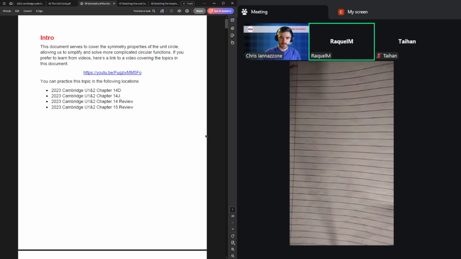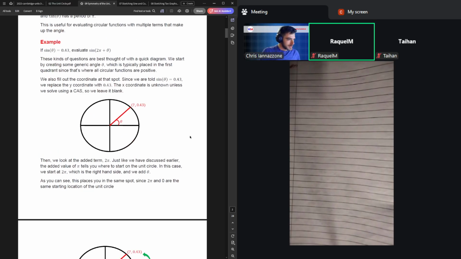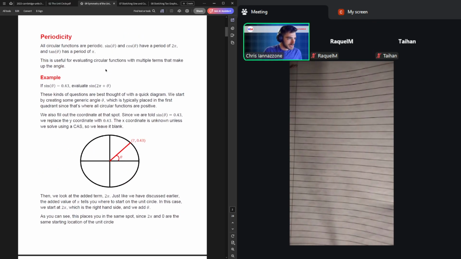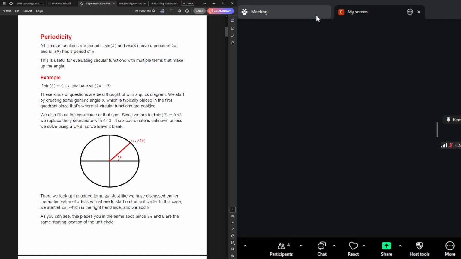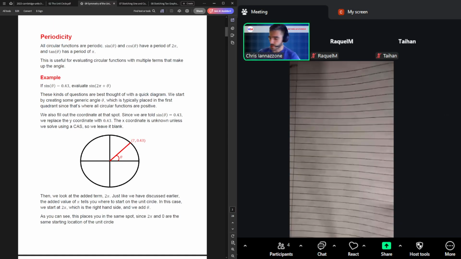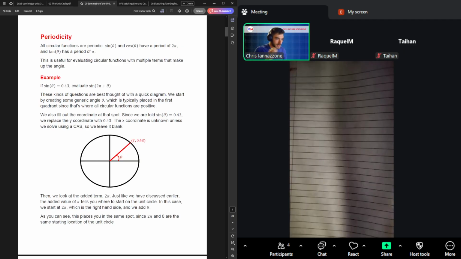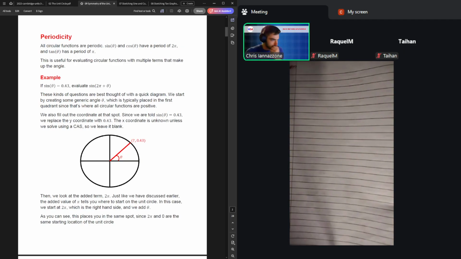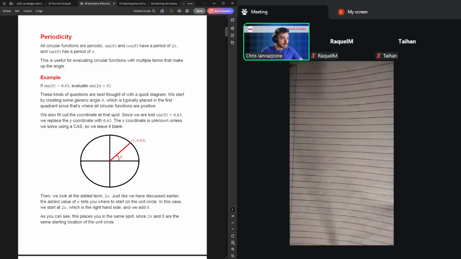I think just continue on. Easy. Okay, so this one's going to cover all of the individual symmetries that can appear in the circular functions, or specifically around where things are located on the unit circle. The first concept is periodicity. So all circular functions are periodic.